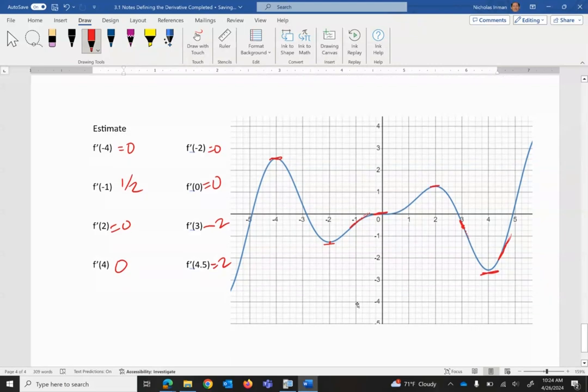So again, we can find these things very, very precisely, using those two limit definitions, either one, or we can at least get a decent estimate solely based on a graph. So that is the basics of derivatives.